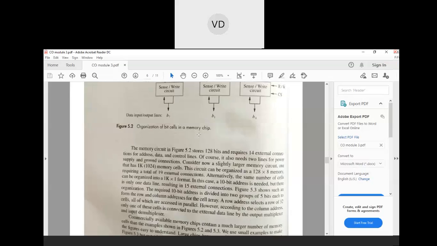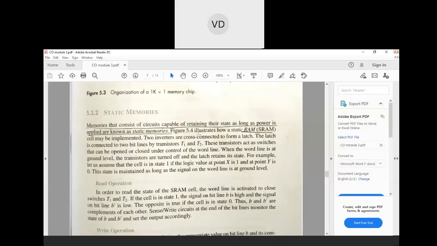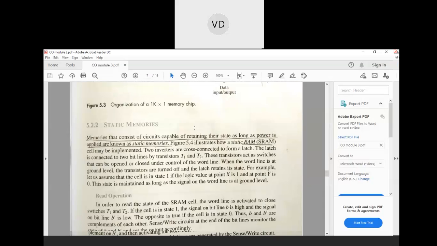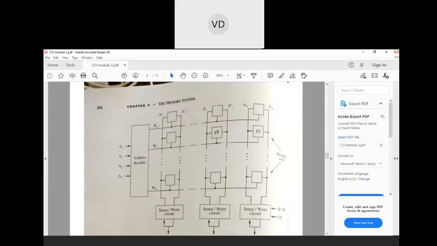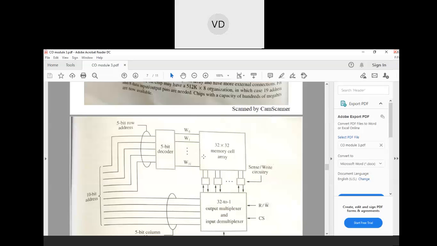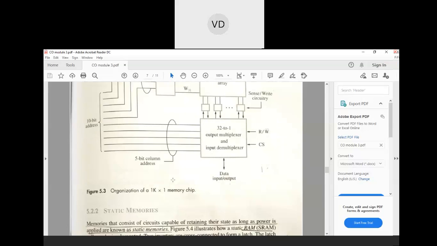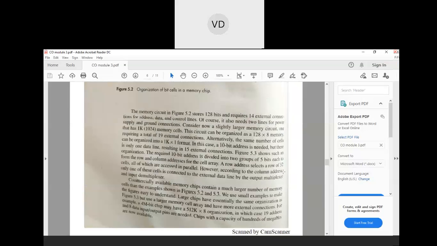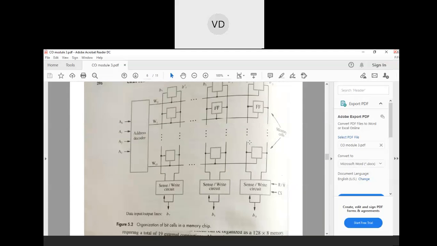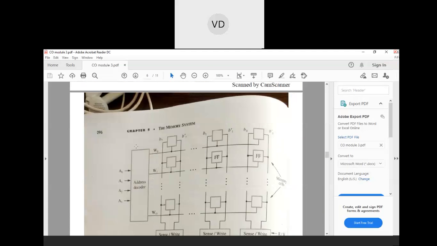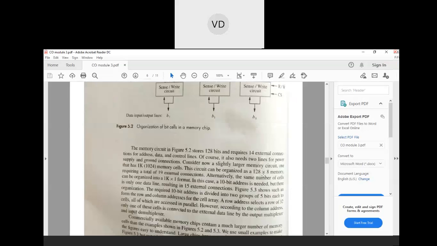Then let us see the organization of each of the cells. Before that, how many words are there in this W0 to W15? So 16 words are there, with 8 bits each. Suppose we want to have a larger organization, like the one we have here. What larger organization is it? It is 1k, 1024 bits: 128 into 8. 128 words are there, each having 8 bits. Here, how many words were there? 16 words were there, is it not? Here we will have 128 words.